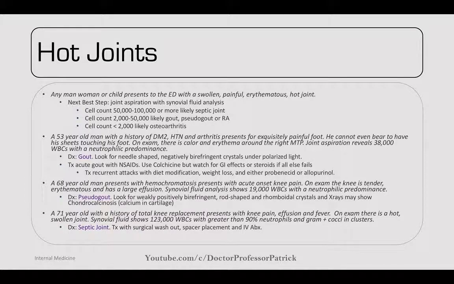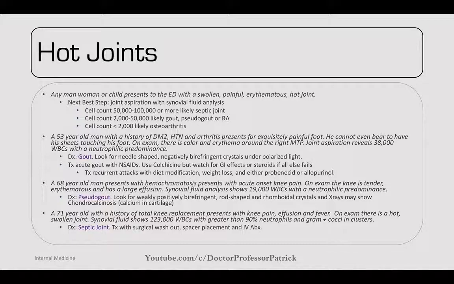Thinking about hot joints, any man, woman, or child who presents to the ED with a swollen, painful erythematous joint, the next best step is always to do a joint aspiration and a synovial fluid analysis. If the cell count is 50,000 to 100,000 or more, it's more likely a septic joint. If it's between 2,000 and 50,000, you can think of inflammatory things like gout, pseudogout, or RA. And if the cell count is less than 2,000, it's likely osteoarthritis.